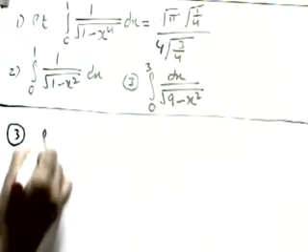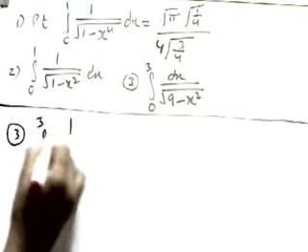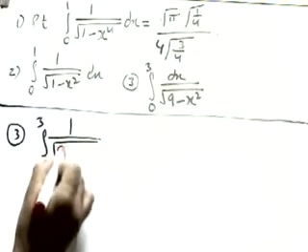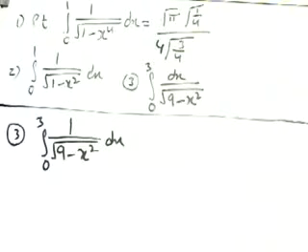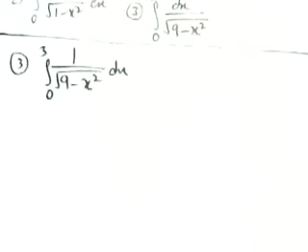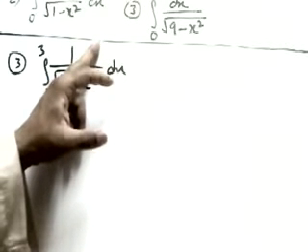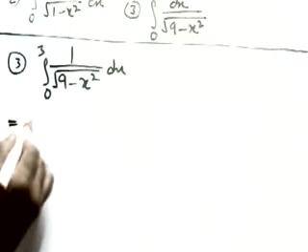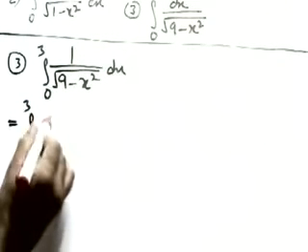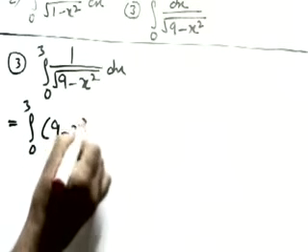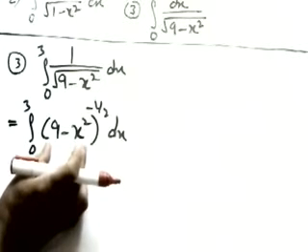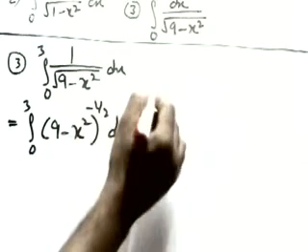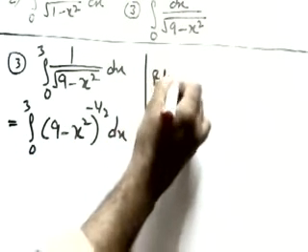Okay. Now let me do the third question. What is the third question here? Integration 0 to 3, 1 divided by under root of 9 minus x square dx. Now watch carefully. Let me take out the root. If we take out the root, it will be half. If you bring it to the numerator, it will be minus half. So we can write like this: integration 0 to 3, 9 minus x square power minus half dx. Now I just explained, we have to change this to the beta function definition.